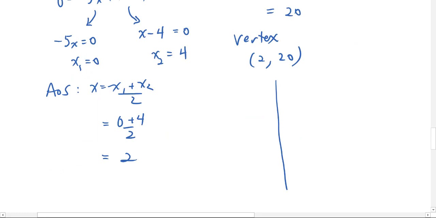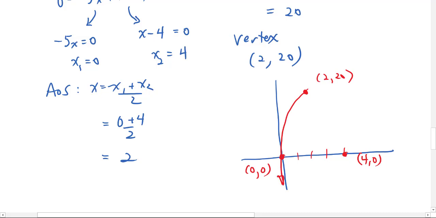Next, we can sketch the graph. So we have the first 0 at 0, so that would be 0, 0 for an x-intercept. 1, 2, 3, 4. Our second 0 is 4, so our second x-intercept is 4 and 0. And then 2 and 20 we'll say is here. And once again we have a parabola that opens downwards.